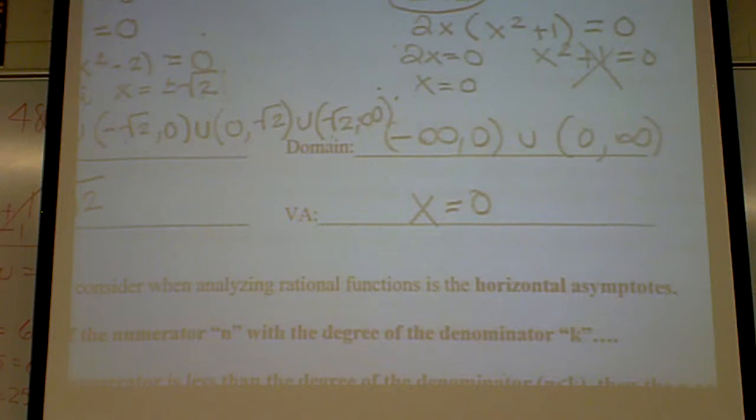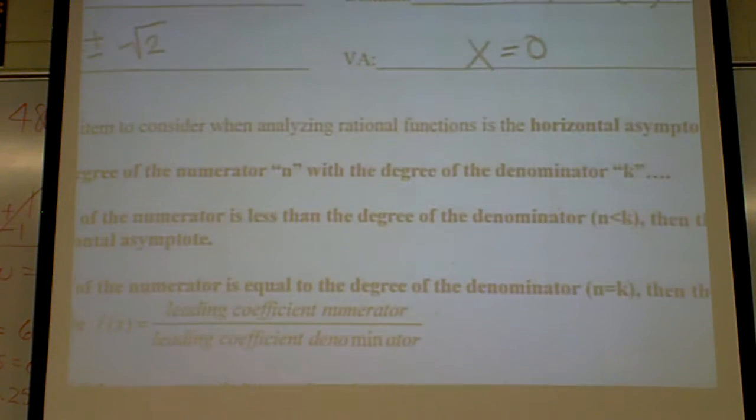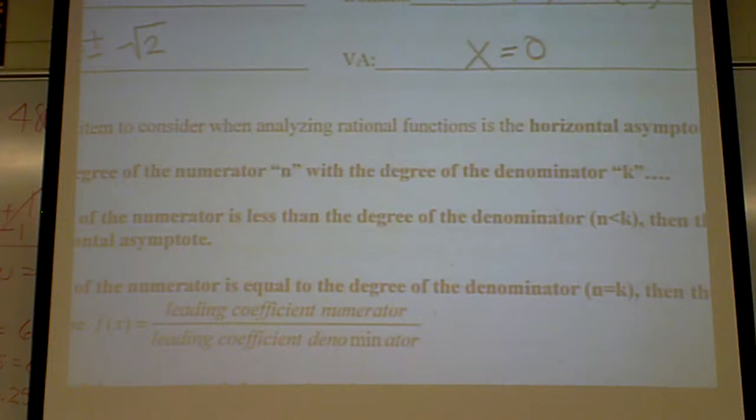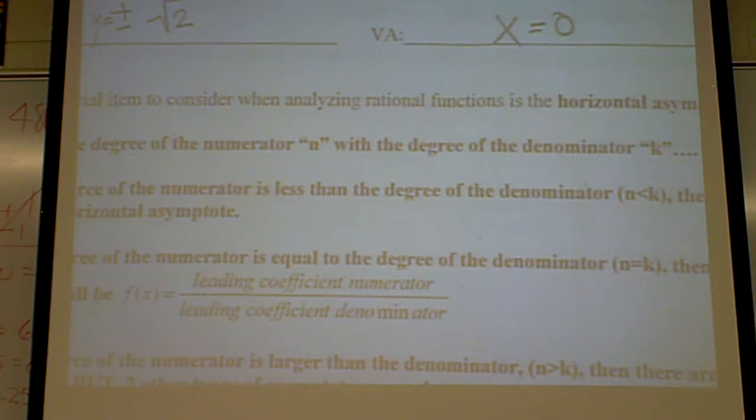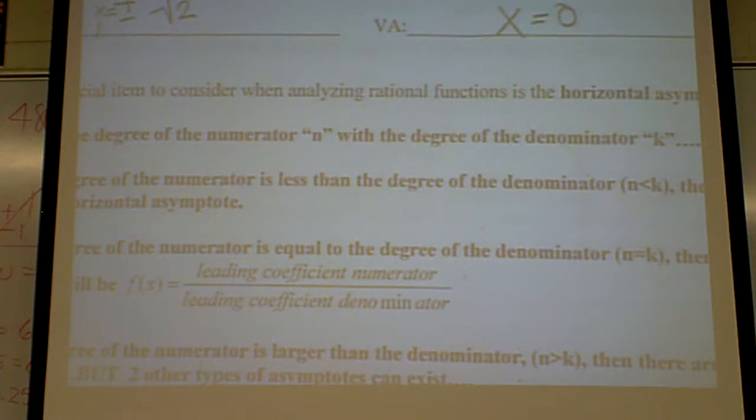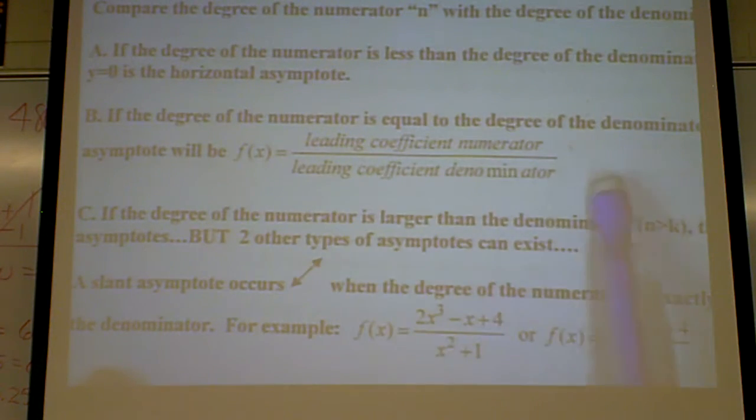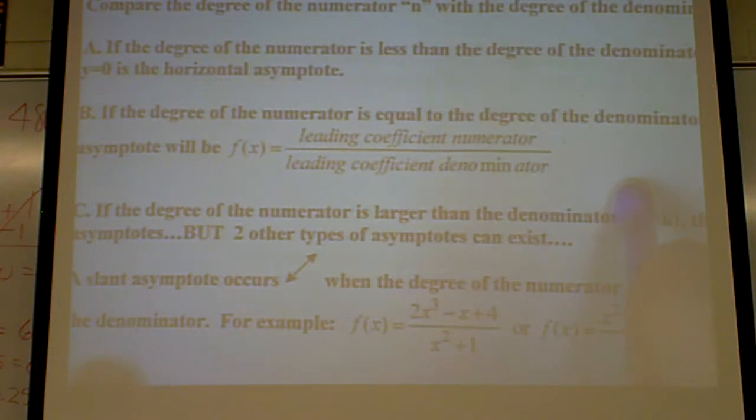Alright, so for our next one, we are going to learn about horizontal asymptotes. It says compare the degree of the numerator n with the degree of the denominator k. If the degree of the numerator is less than the degree of the denominator, then the x-axis is the horizontal asymptote. If the degree of the numerator is equal to the degree of the denominator, then the horizontal asymptote will be this equation right here: the leading coefficient of the numerator over the leading coefficient of the denominator.